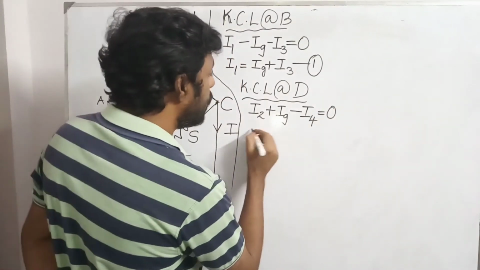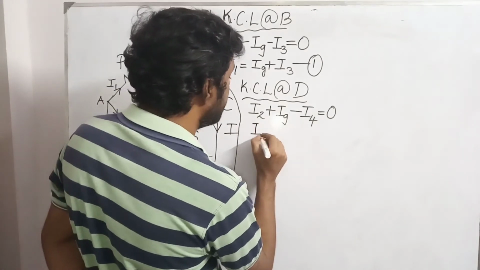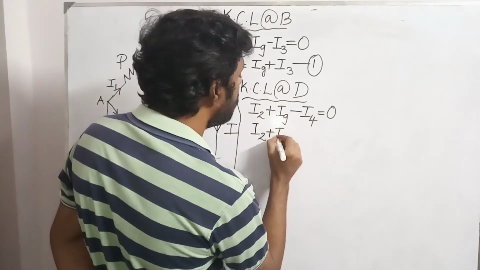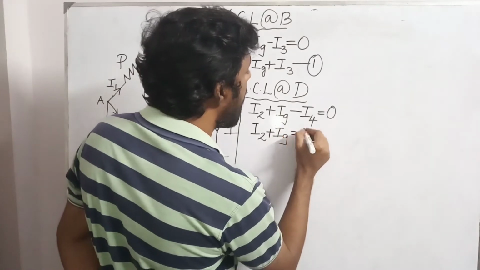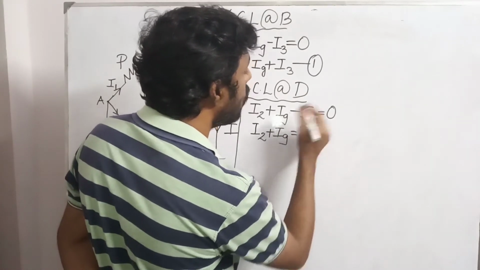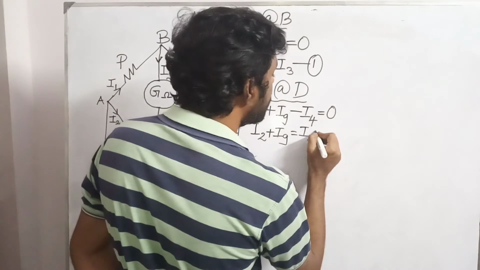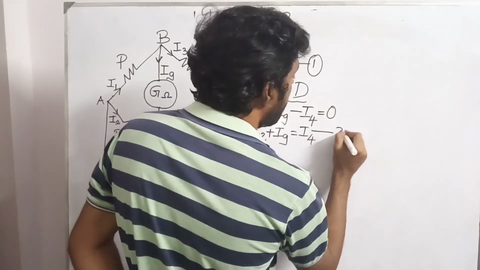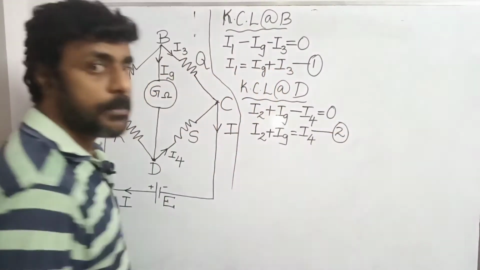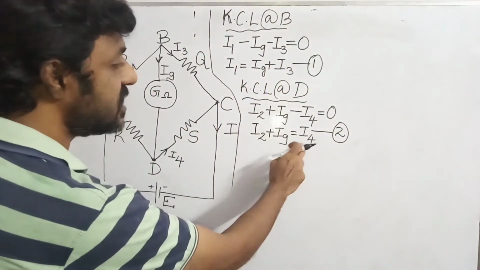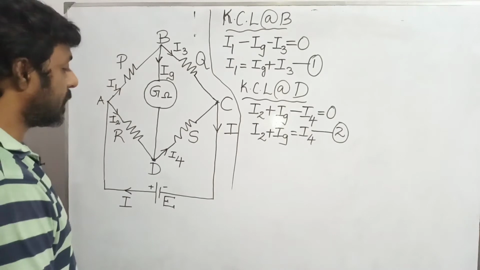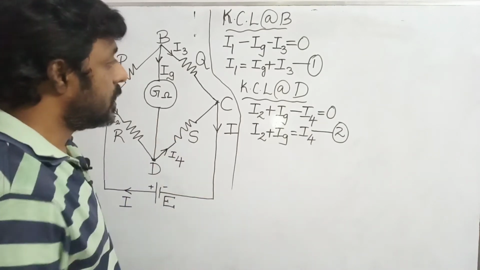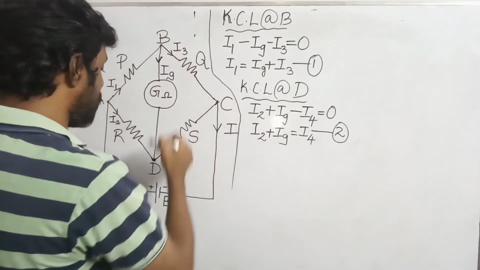Now what I'm going to do is I2 plus IG will be I4. I am taking the I4 quantity to the right hand side, so the negative sign will automatically become positive. I am marking this as equation number 2. So I2 plus IG is equal to I4, right? So I got this one. I have applied KCL at both the junctions.